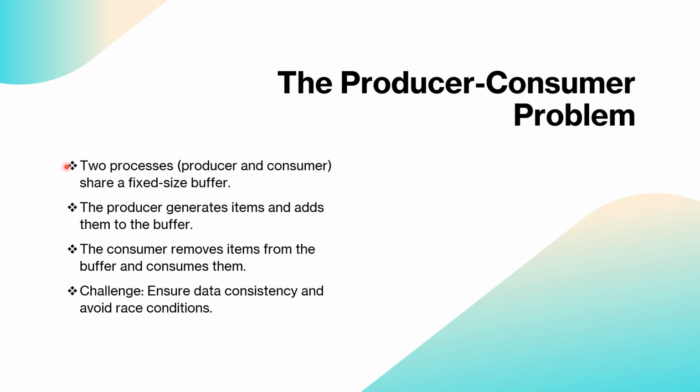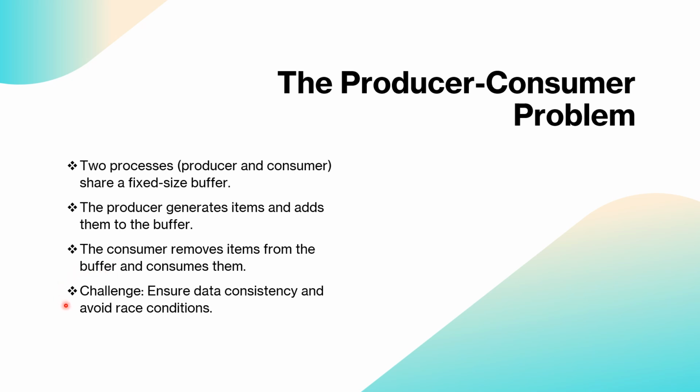There are two processes. One is producer and another is consumer. They share a fixed size buffer. The producer generates the item and adds the item into the buffer. The consumer, on the other hand, removes the item from the buffer and consumes them. So there is one producer which produces something, stores it in a fixed size buffer, and then comes the consumer which consumes the thing.